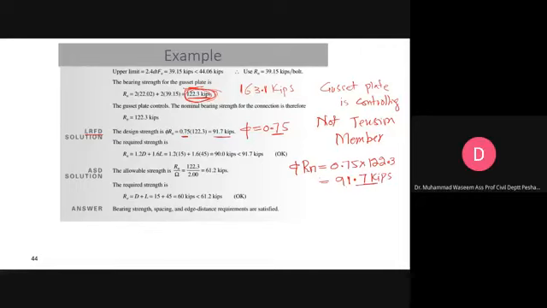Now you have to compare this with Ru. What is Ru? We have dead load, we have live load. You use this combination. Actually, you have to use multiple combinations concerning dead load and live load, but this will be the controlling one. So this value comes out to be 90 kips.